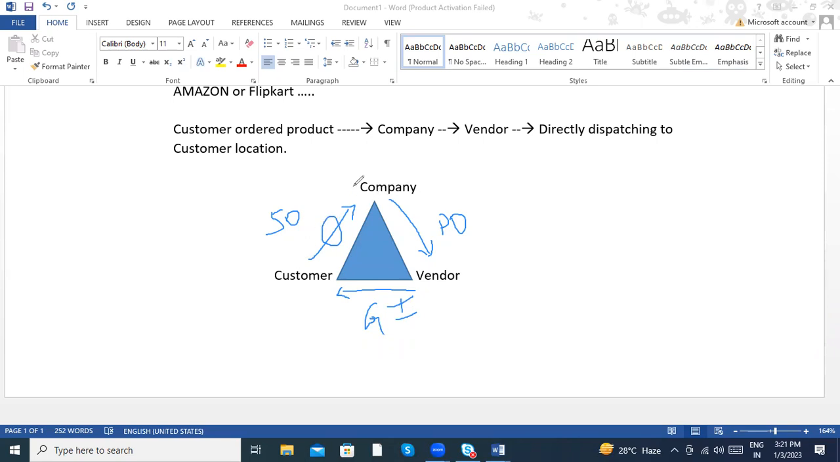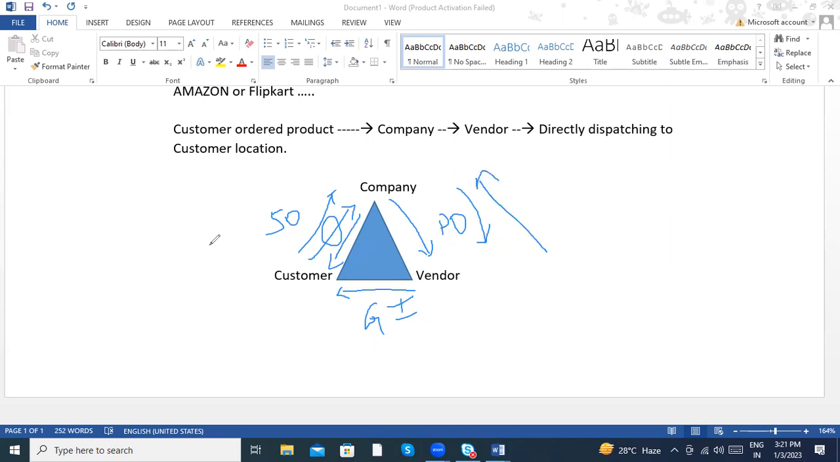Now the customer will pay the amount to the company, right? And the company will pay the amount to the vendor. So here what will happen? The invoice will be created by the company to the customer, because the customer created the order, so the company will send the bill. Here the vendor will send the bill to the company, with how much it is priced.